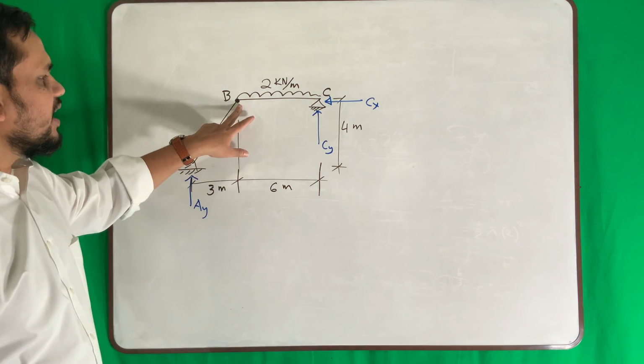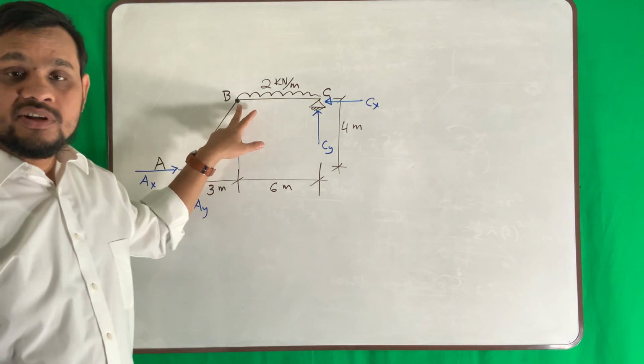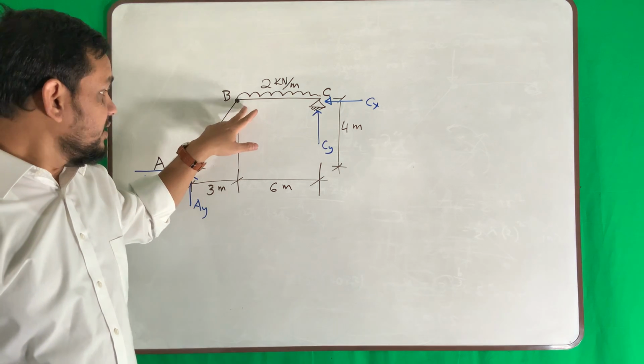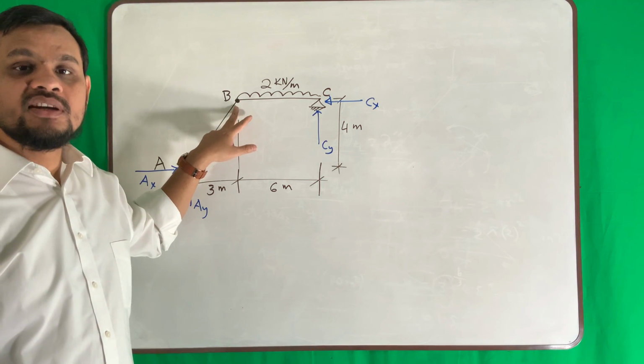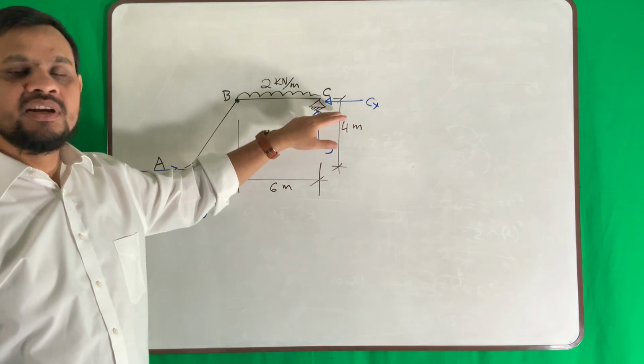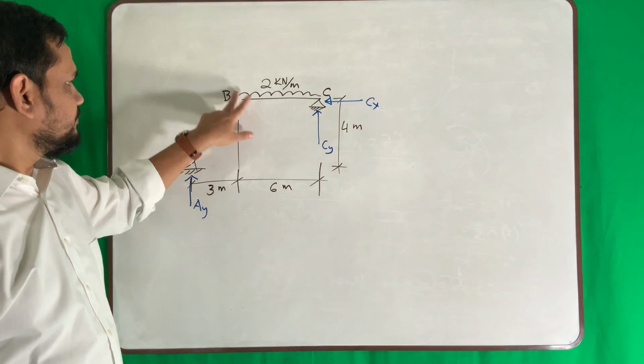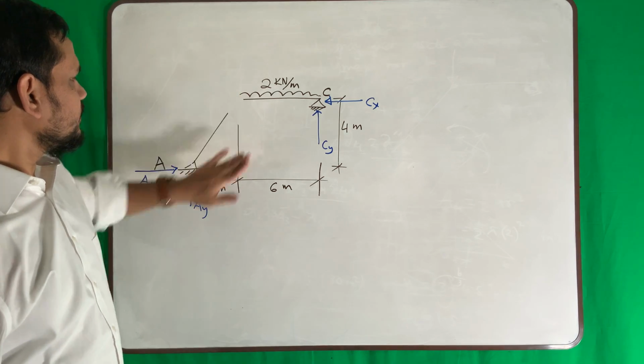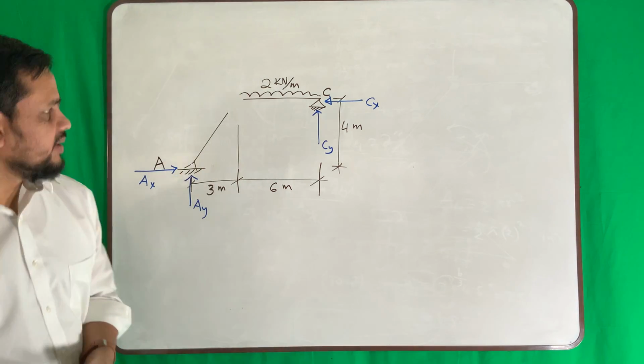It is a pin, so I can easily detach. Now, what is the benefit of a pin? If there is a pin, there is no movement here. That is the benefit. There is a pin here, no movement, only reaction. So if I detach here, then I can draw my free body diagram.